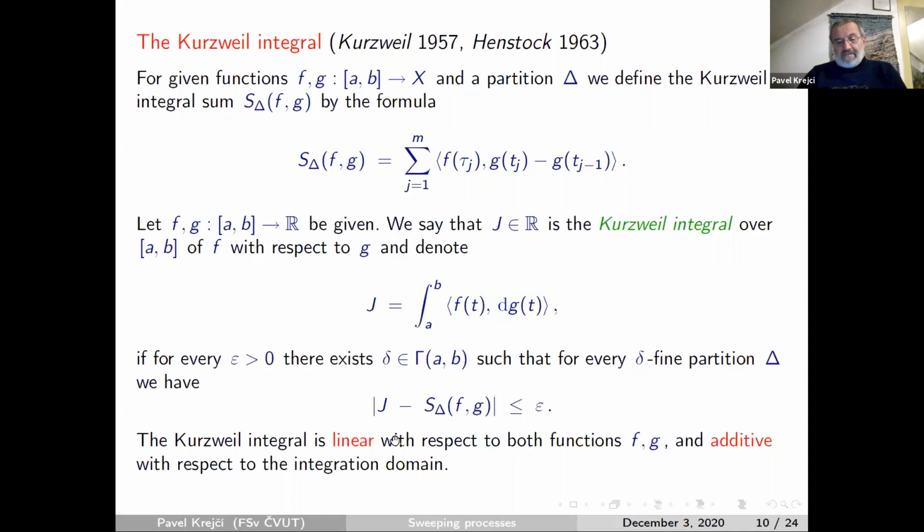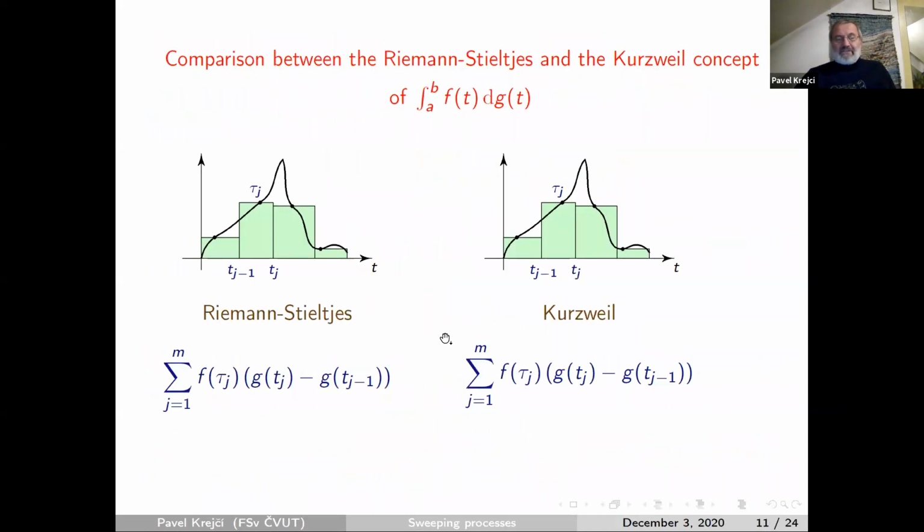What we can see immediately is that the Kurzweil integral is linear with respect to both f and g. It is a bit more complicated to prove that it is additive with respect to the integration domain, which means that the integral from a to b plus the integral from b to c is equal to the integral from a to c. This is not for free. The proof is quite involved, but it is true. Otherwise, this would be problematic. Now, the comparison between the Riemann-Stieltjes integral and the Kurzweil integral.